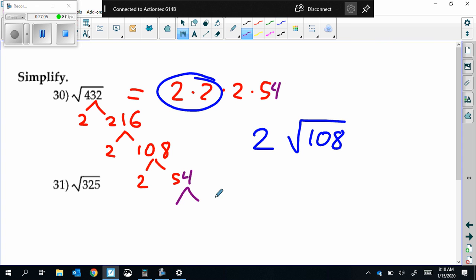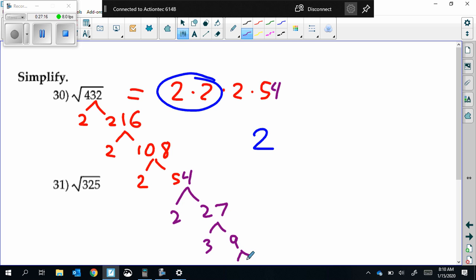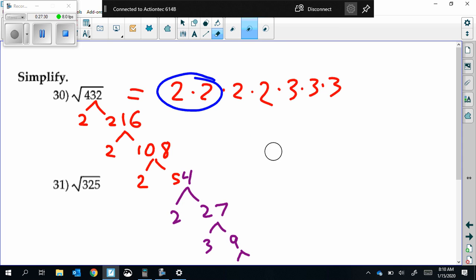54 does break down, so there'll be another number in here. 2 and 27. 27 is 3 times 9, and 9 is 3 times 3. So let's write all that down. 2, 2, 2, 2, 3, 3, 3. That just means we weren't simplified all the way. Good.